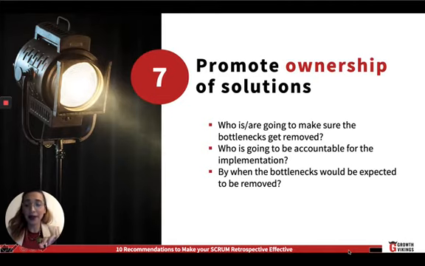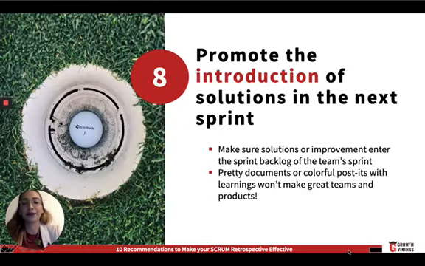The seventh recommendation is to promote ownership of solutions. Yes, our Scrum team must work all together to remove blockers and to implement best practices. But it's great when within the team we have champions, those that are going to help us be accountable for the bottlenecks that we promise to remove, and the solutions that we promise to execute. So promote ownership of solutions.